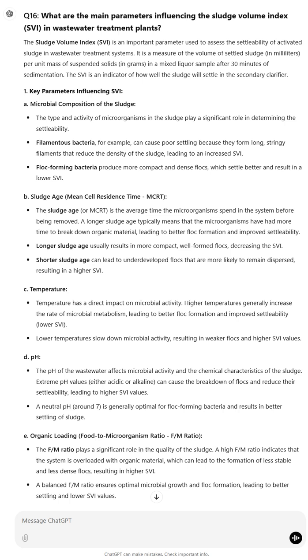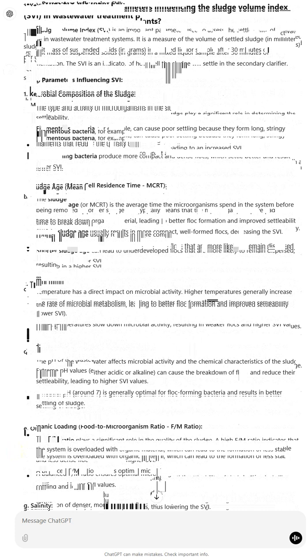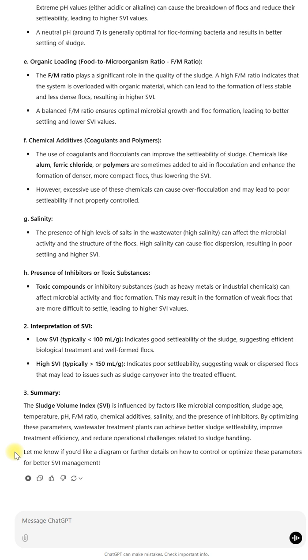H. Presence of inhibitors or toxic substances. Toxic compounds or inhibitory substances, such as heavy metals or industrial chemicals, can affect microbial activity and flock formation. This may result in the formation of weak flocks that are more difficult to settle, leading to higher SVI values.